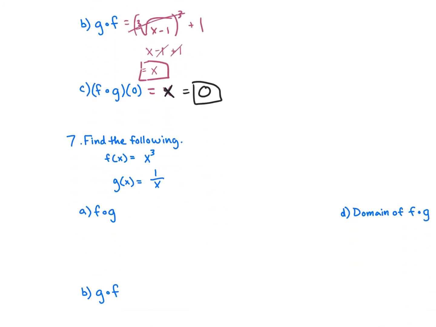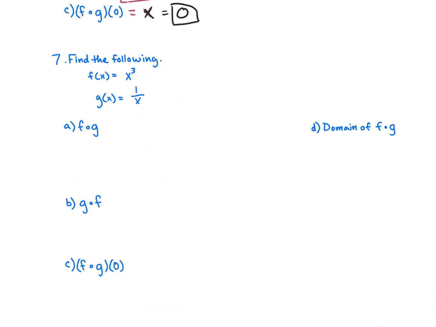So let's look at 7. First I want to find f of g. I'm going to take g and plug it into f. So I have 1 over x cubed. I have to cube the top and cube the bottom. So this would be 1 over x cubed. That's my f of g.